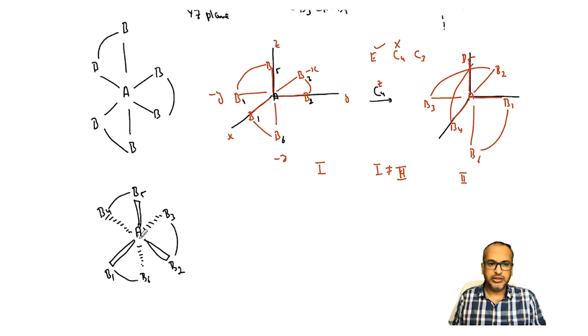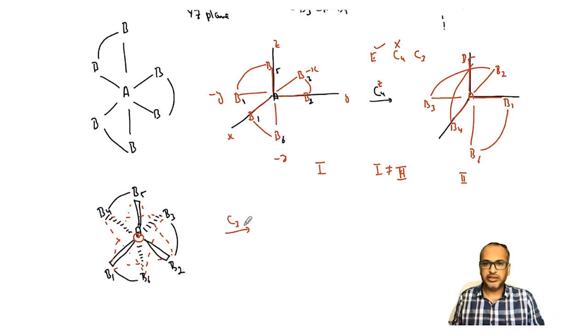And now my C3 axis is perpendicular to this plane of the board, going through these imaginary equilateral triangles. Okay, there are two such triangles making a star-like appearance. Now if I do a C3 axis, so we want to see whether C3 axis exists or not. Because we are trying to find out what is the principal axis here. So if I do a C3 operation, what do I get?